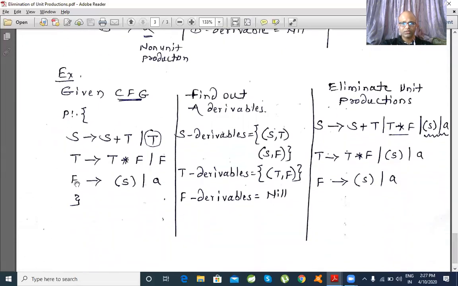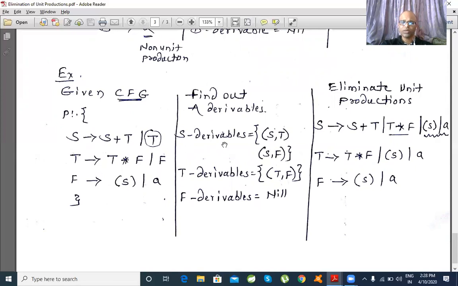See, this is a given grammar and it has been asked to remove a unit production from this. So first, step number 2 is, we initialize this P to P1 and then we'll try to find out the A derivables. So look for all the non-terminals which exist. I have S as a non-terminal, T as a non-terminal, F as a non-terminal in the given context-free grammar.